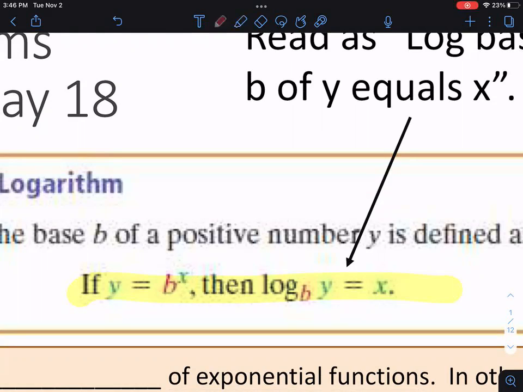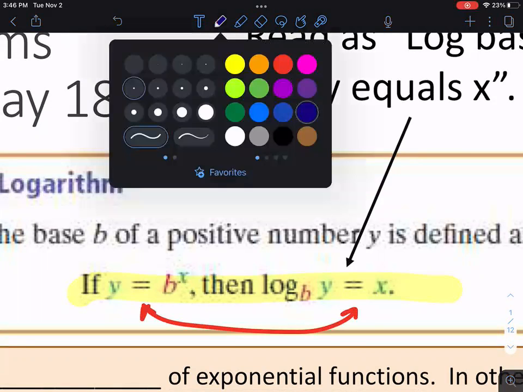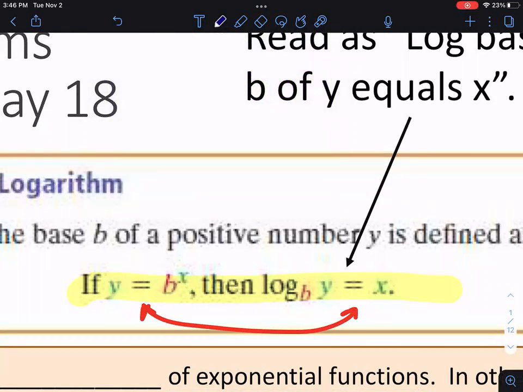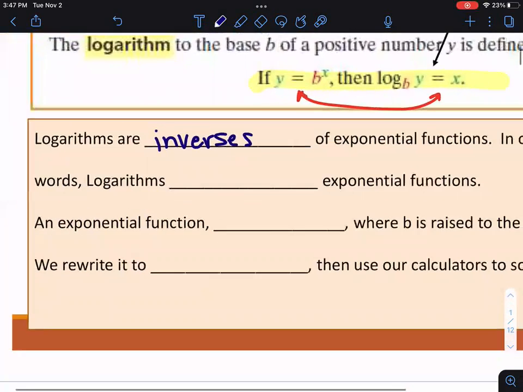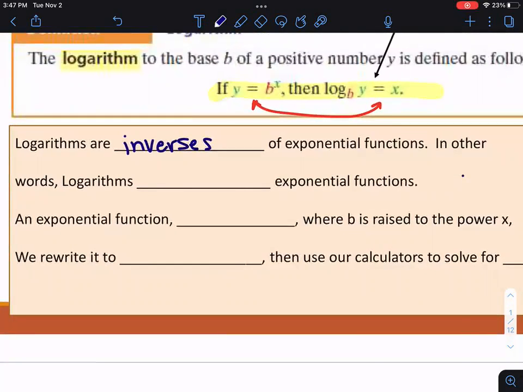So we're going to use these two statements interchangeably, so we can convert from one form to the other without hesitation in any problem. Logarithms are inverses of exponential functions. In other words, logarithms undo exponential functions. So we're going to use this today when we have a scenario where an x or a variable of any sort is in the exponent.